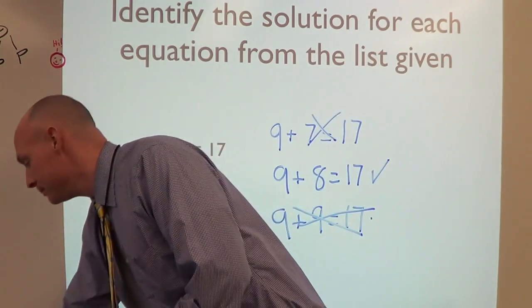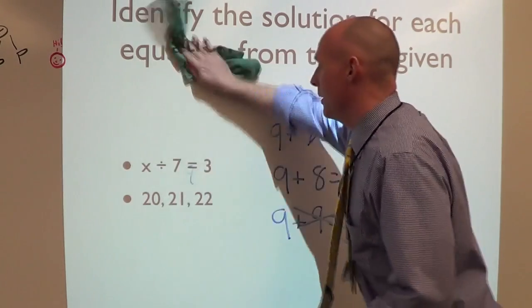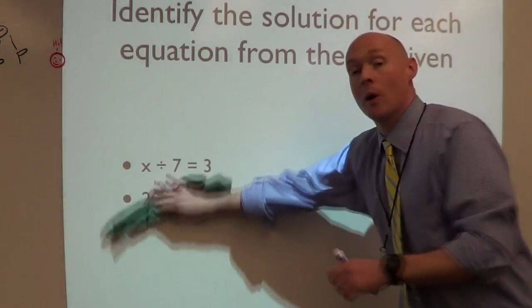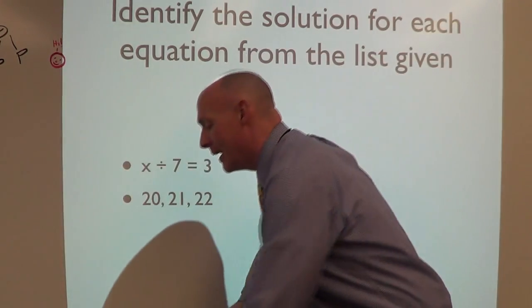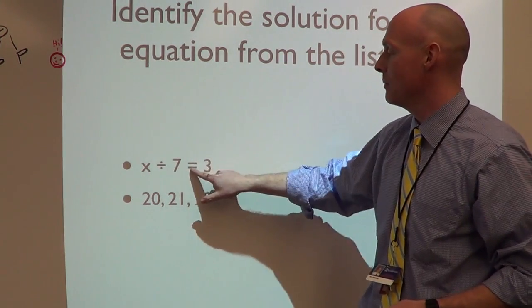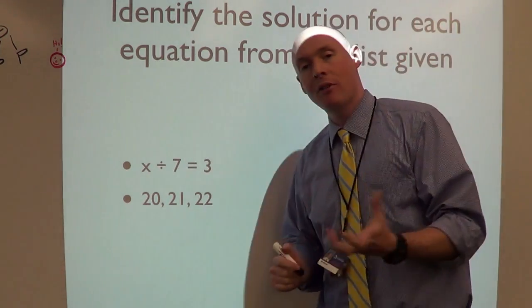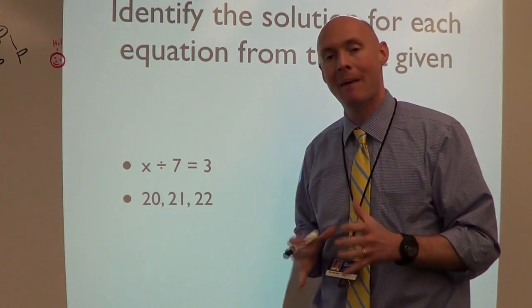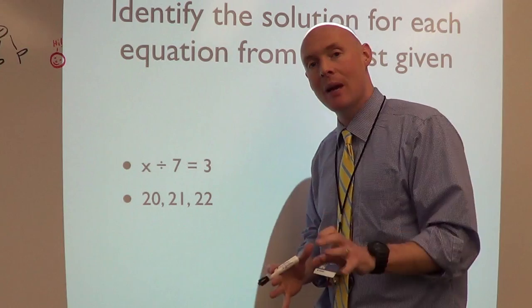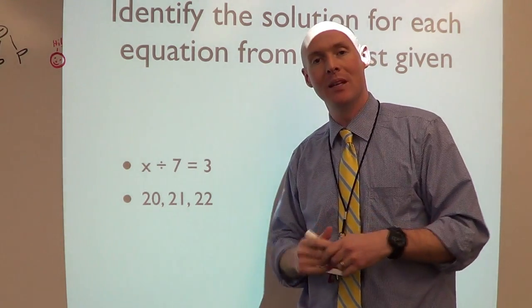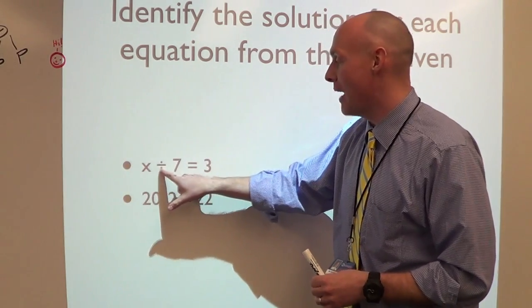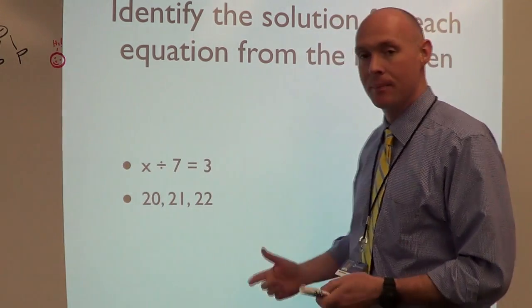Let's look at another one. Same directions. This time we are going to work with a division problem. And it's x divided by 7 equals 3. Whenever I see a variable, the first thing that comes to my mind is what. We don't know what the variable is. So oftentimes you'll hear me, instead of saying the variable, I will say what. And in this case, what divided by 7 equals 3.